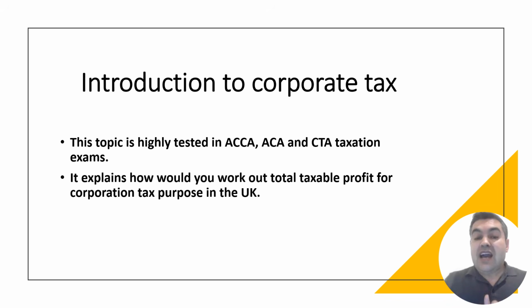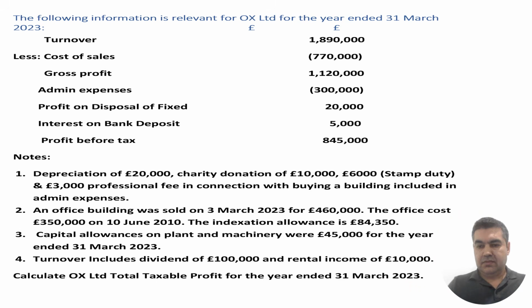This topic is highly tested in ACCA, ACA and CTA exam. It explains how would you work out total taxable profit for corporation tax purpose in the UK. Here is an example. An Ox Limited with accounting period ended 31st March 2023. So the profit and loss statement is given to you. However, what you need to do is pay attention to the relevant notes.